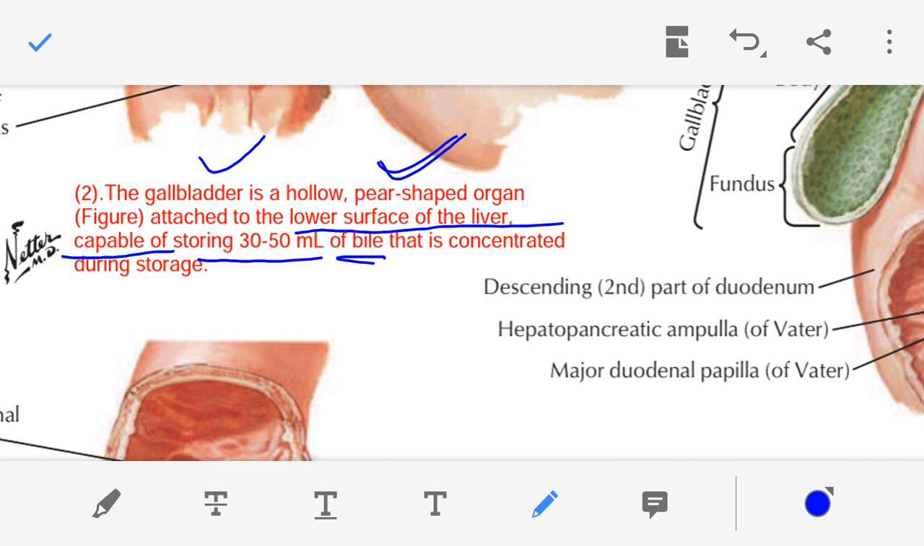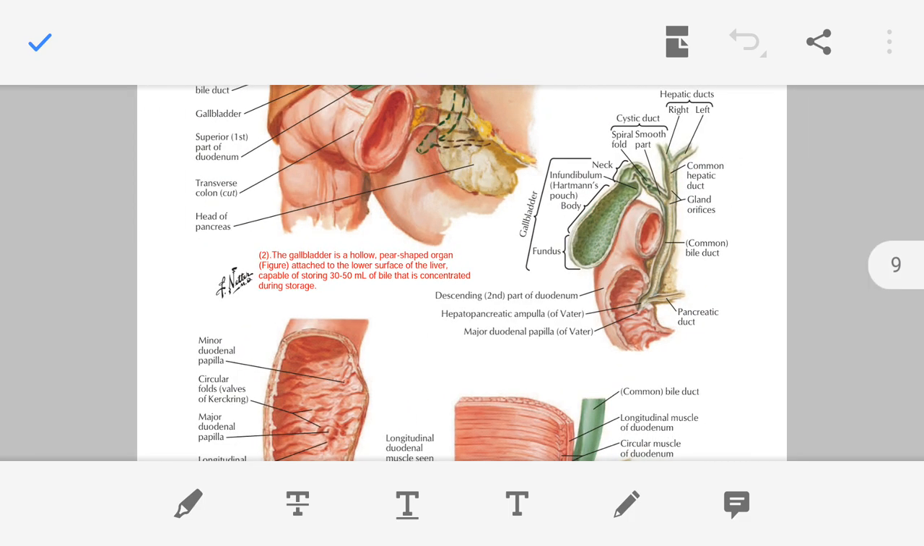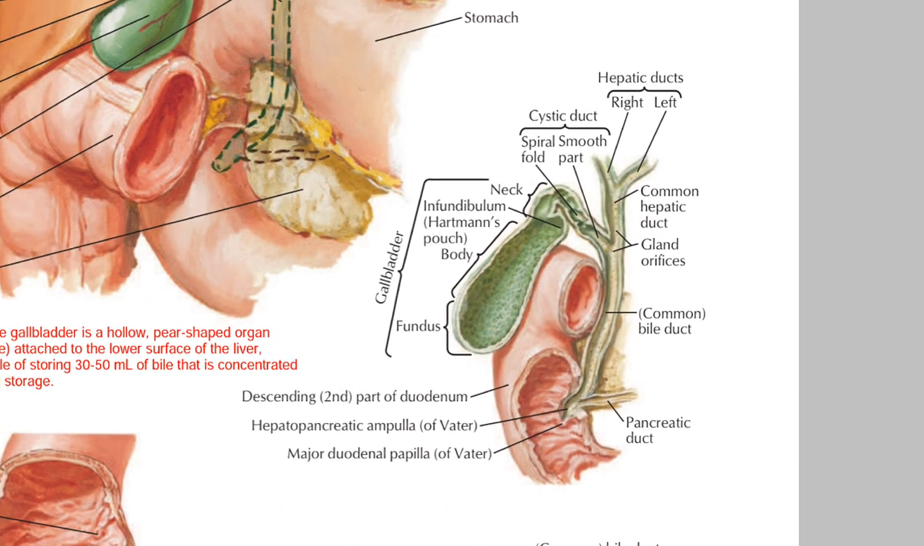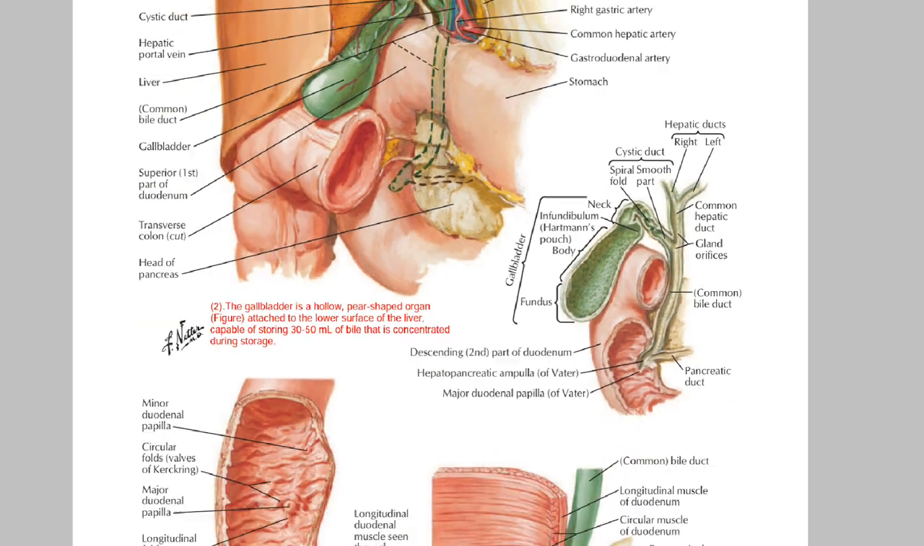And the important point to note over here: not only is the bile stored in the gallbladder, but it is also concentrated during the storage. You need to understand how the bile is concentrated inside the gallbladder. Towards the end of this lecture, I will explain the entire mechanism of how the bile is concentrated in the gallbladder. Now, you go through this figure. Then this figure.